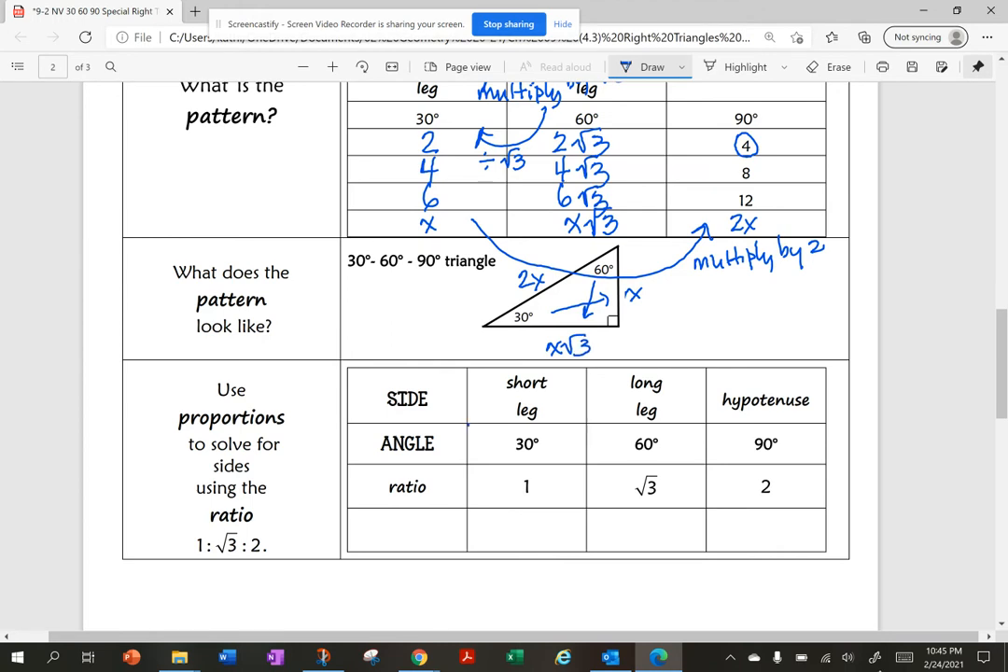Okay, so we are going to use this table. So whatever is in my triangle, this is what I'm going to fill in across from these sides. So I'm going to use the ratio 1, square root of 3, 2. Okay, let's do a couple examples.